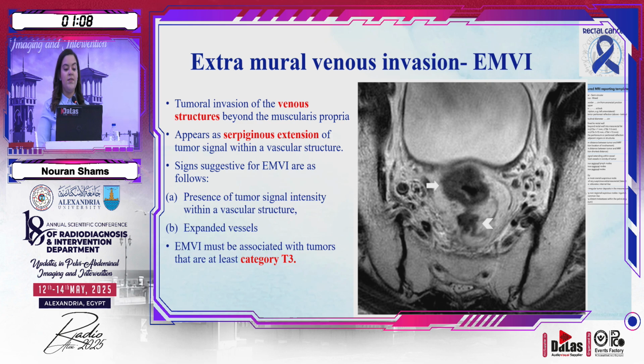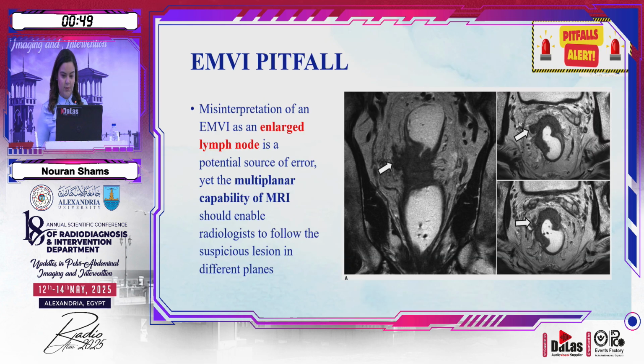We will also discuss EMVI, which is tumoral invasion into the venous structures beyond the muscularis propria, appearing as serpiginous extension. By definition, the presence of EMVI entails a category T3 tumor. Stages T1 and T2 have no potential for invading extramural vessels. An important pitfall is misinterpreting EMVI as an enlarged lymph node. However, this can be overcome by the multiplanar capability of MRI.